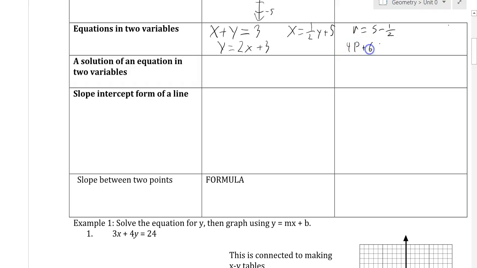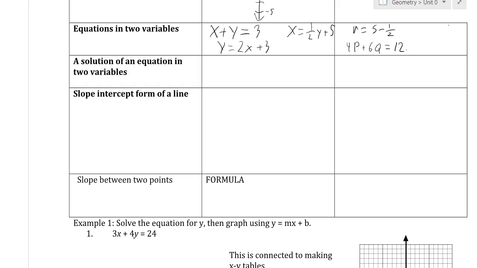4P plus 6Q equals 12. Things like that. Equations in 2 variables. We're going to probably stick to x's and y's for the majority of this lesson. You can translate if it's R and S. You can say one of those is going to be your y, one of those is going to be your x, so that you can easily convert between any 2 letters and the x, y things that we're going to talk about right now.